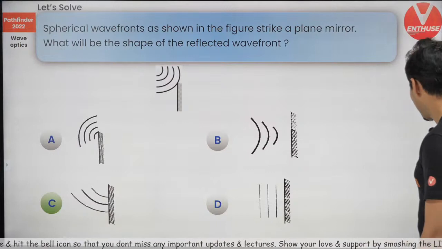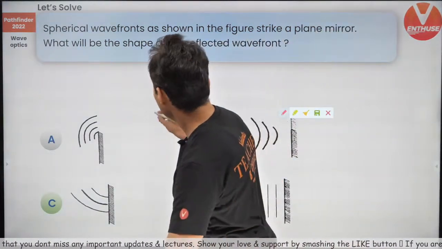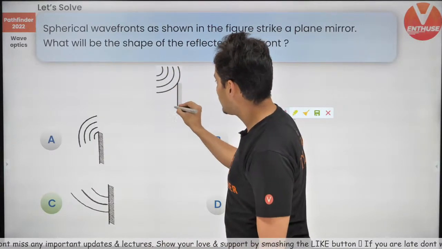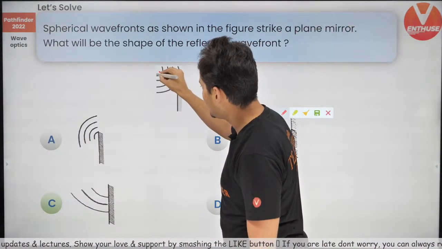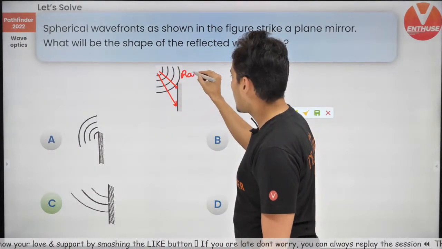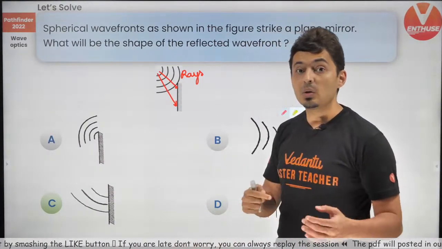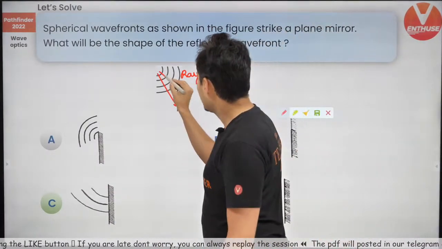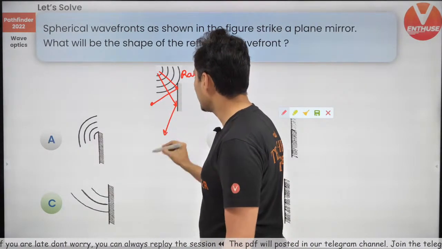It is C, let me tell you that. And it's very easy to look at it. I'll tell you how. See, this is a spherical wavefront which is falling on this plane mirror. So the rays of light are coming basically something like this. Correct? These are nothing but the rays of light. What happens after reflection? It will rebound with the same angle. Correct? So this ray will rebound like this, and this ray will rebound like this.